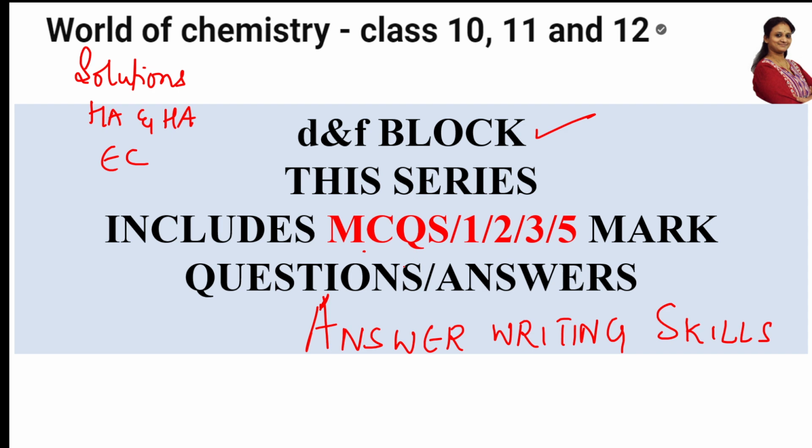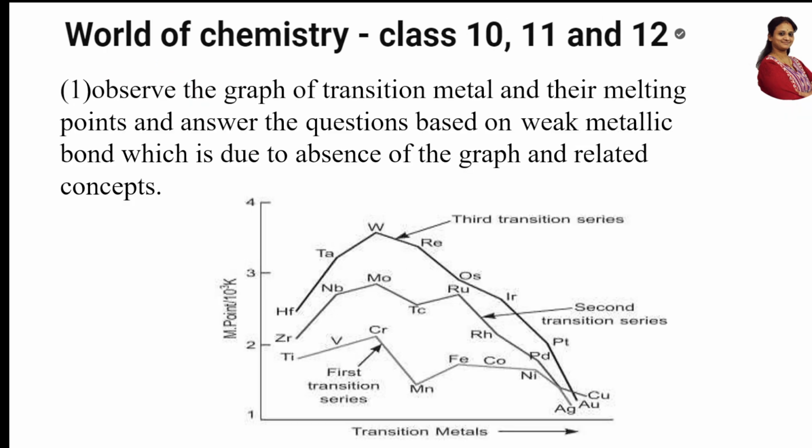Let's start the series. First question. Mostly in your D block, graph based questions are very important. Compulsory graph based questions, because they're going to give you a graph which is in NCERT. Once they give you the graph, they'll give you 5 or 6 questions below to answer. Let's read what they give. Observe the graph of transition metals and their melting points and answer the questions based on weak metallic bond, which is due to absence of the graph and related concepts.